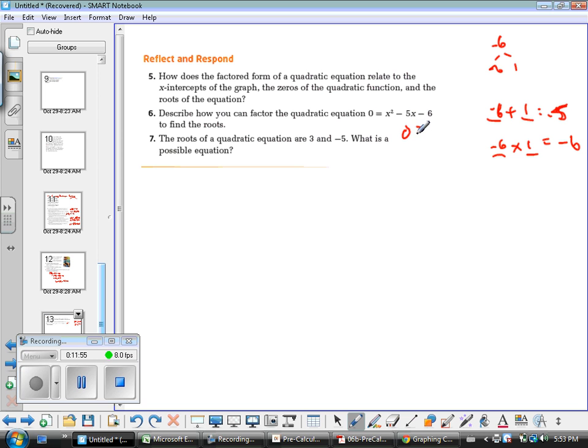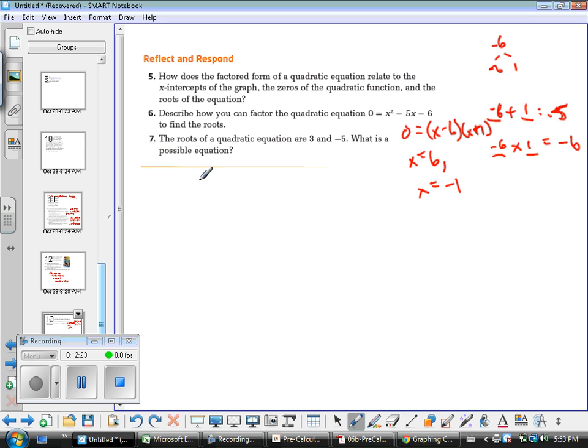So then I would say this could be written in factored form as 0 equals x minus 6 times x plus 1. Remember, when you put them back here, you want to match the sign of those numbers that you put in your blanks. And so then I would know that the roots are x equals 6 and x equals negative 1. So if I were to graph that equation, I would find that it crossed the x-axis at the values of negative 1 and 6.